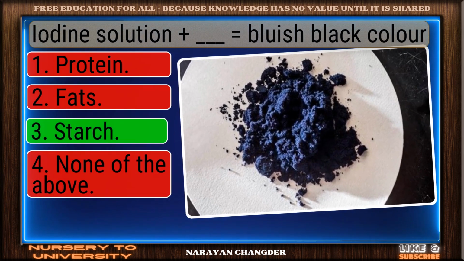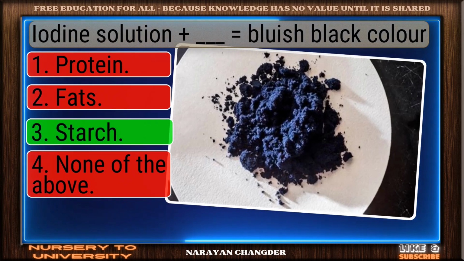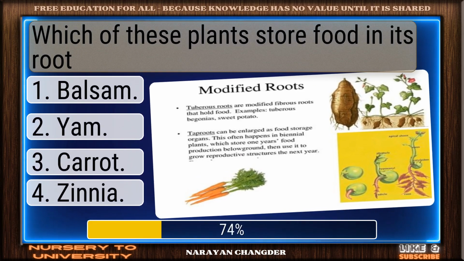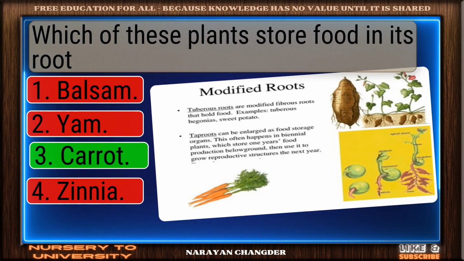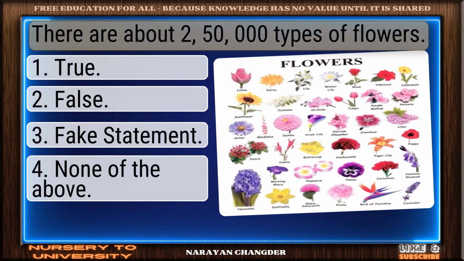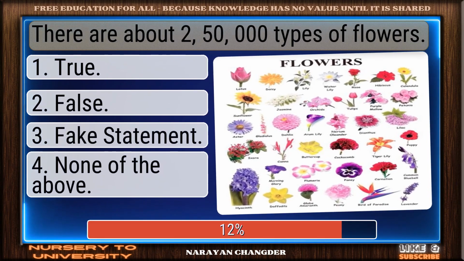Great thinking. Starch is the right choice. Which of these plants store food in its root? Perfect. Carrot is the correct choice. There are about 250,000 types of flowers.